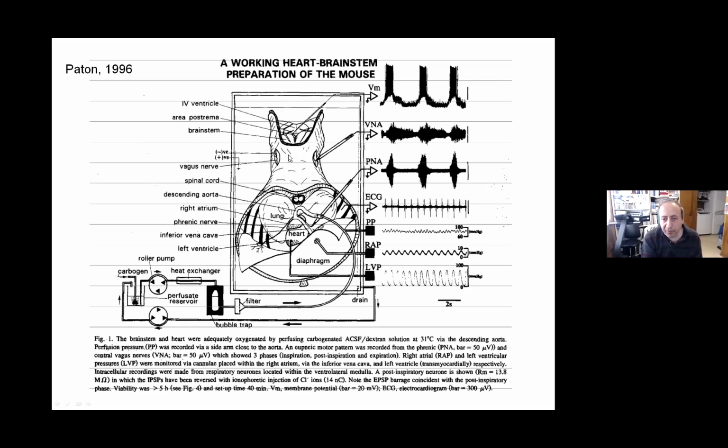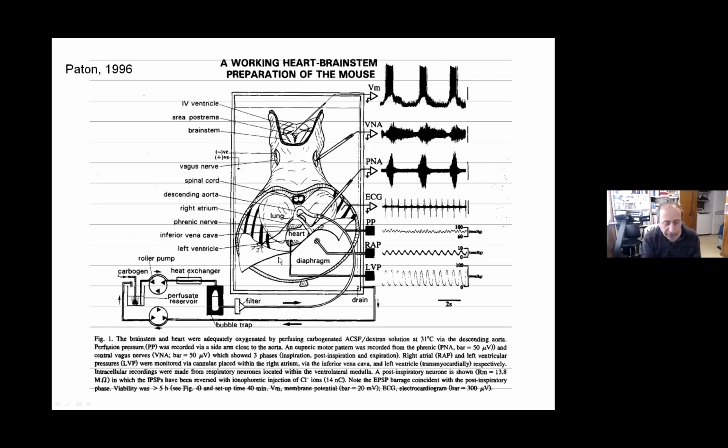From this kind of preparation, you can do patch clamping from the medulla, recording single neurons in the pre-Bötzinger complex, record nerve activity, phrenic nerve activity, record the heart activity, the electrocardiogram, and record, for example, the diaphragm contraction. So this is a preparation that can be used, for example, to apply a drug locally on the brainstem, and see the effect on the lung and heart.